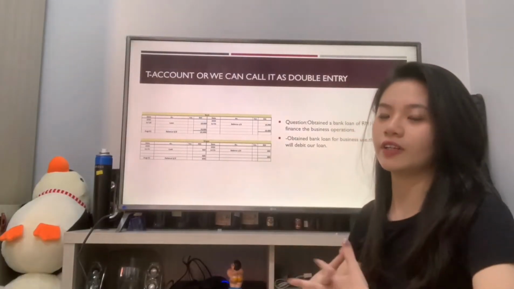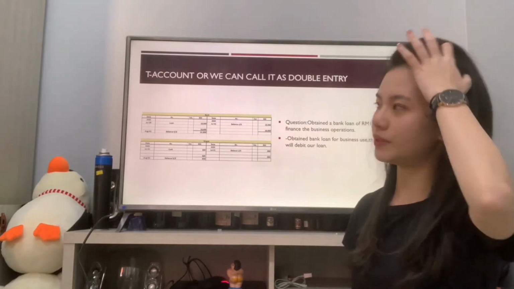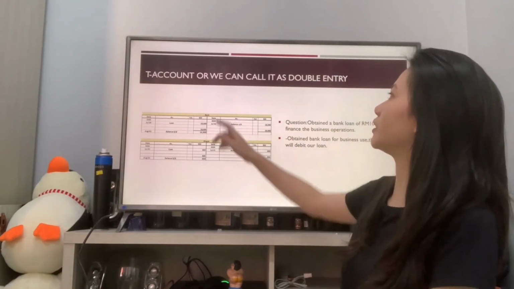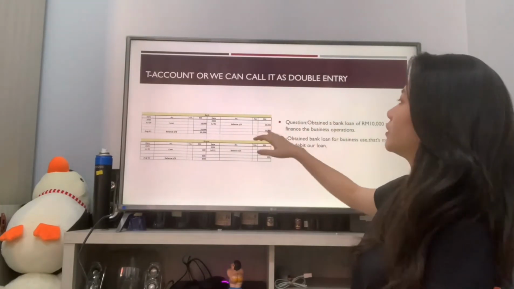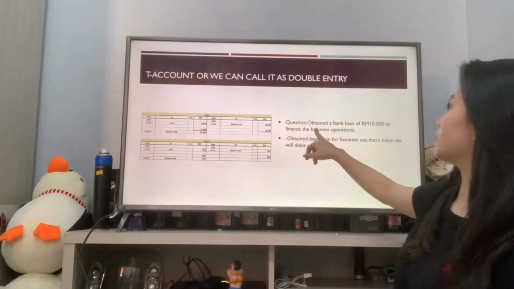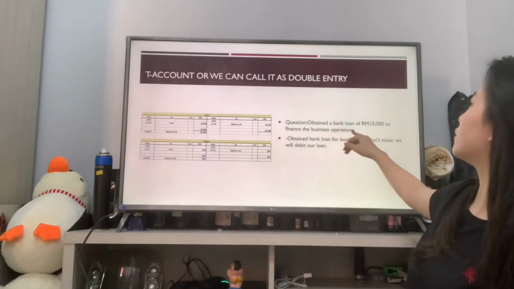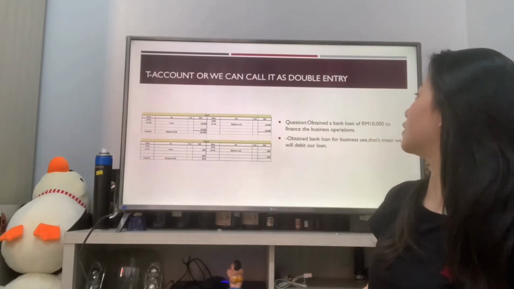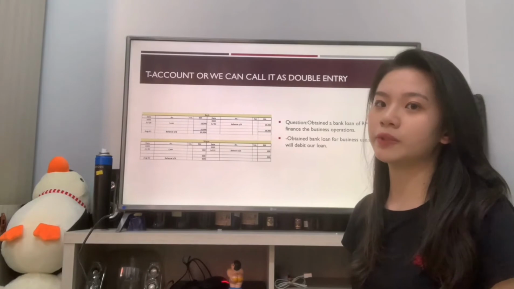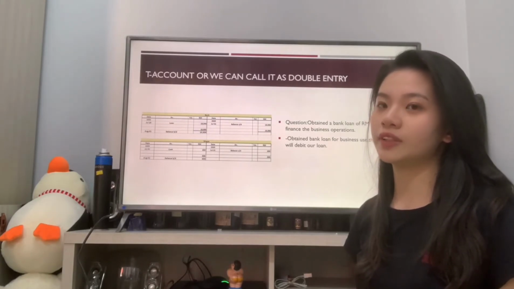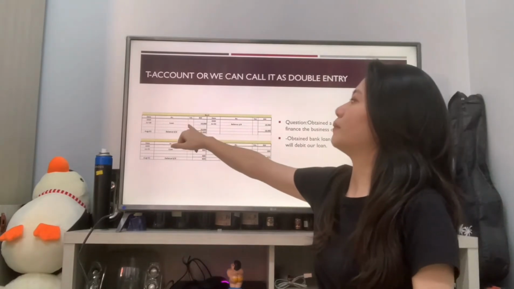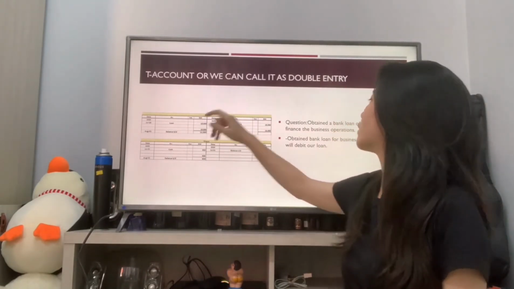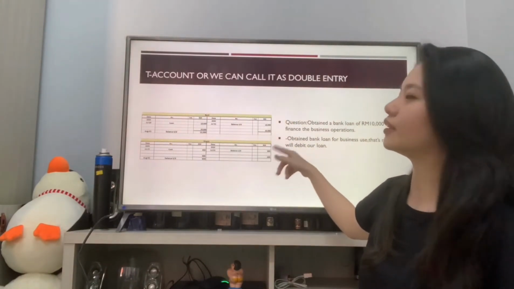My name is Tekafe. I'm from Project CBS. Today I'm going to present about T account. We can call it W32. For example, this question: obtain a bank loan of 10,000 to finance a business operation. That means we have to take 10,000 from the bank, so it's debit bank loan and credit the others.